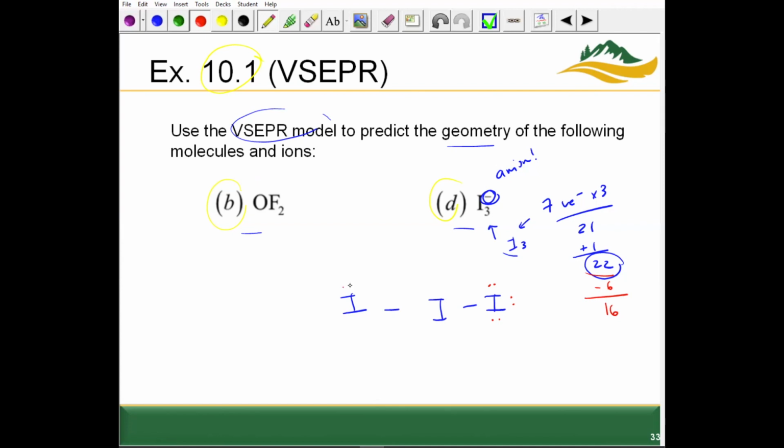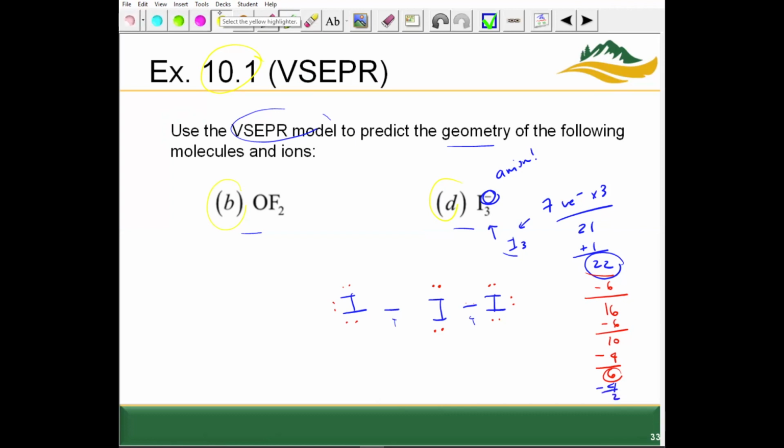Then 1, 2, 3, 4, 5, 6. Then, to not disobey the central iodine's octet rule, it already has 1, 2, 3, 4. That means we can only do 5, 6, 7, 8. I didn't yet account for the 4 electrons here in the 2 bonds, so now we have 2 left.